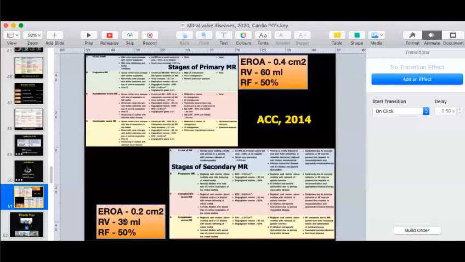These are the main parameters which need to be used when you are trying to assess the severity of MR. So you have a lower threshold for secondary MRs. Does that answer your question? Sir, why is it so, yes, sir?